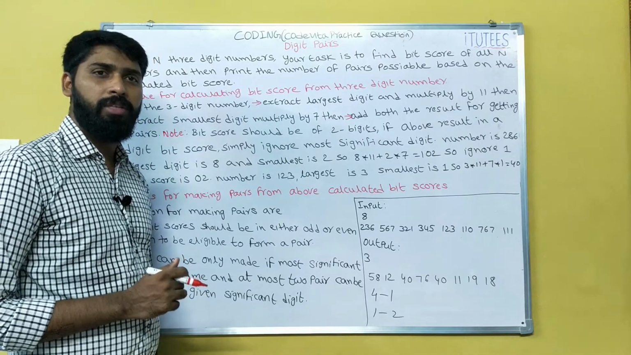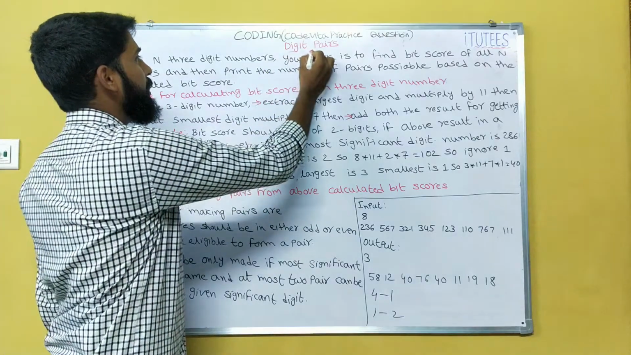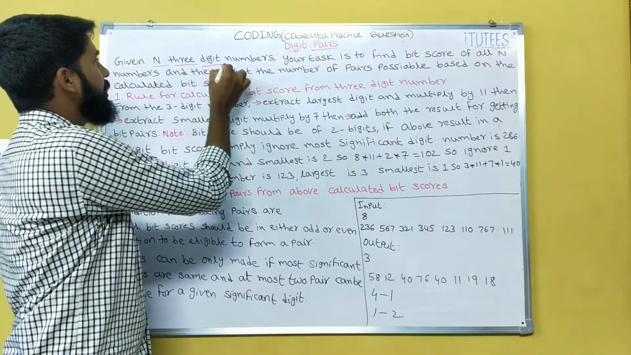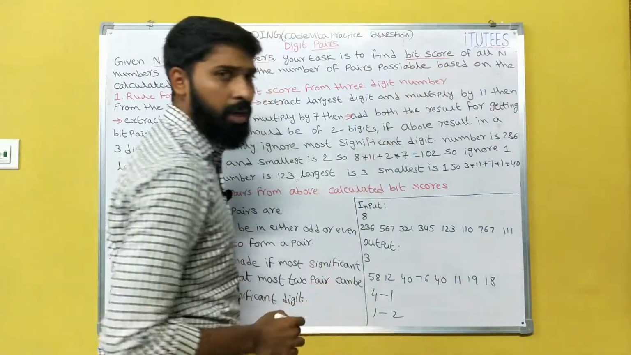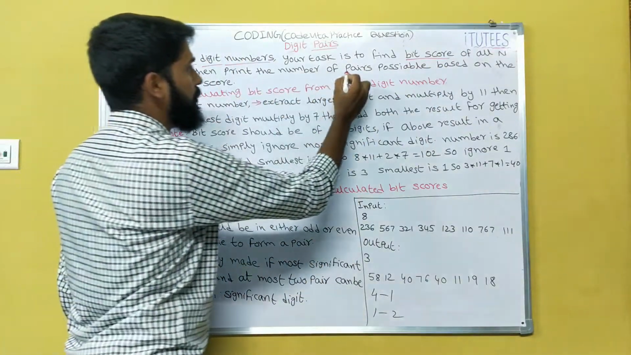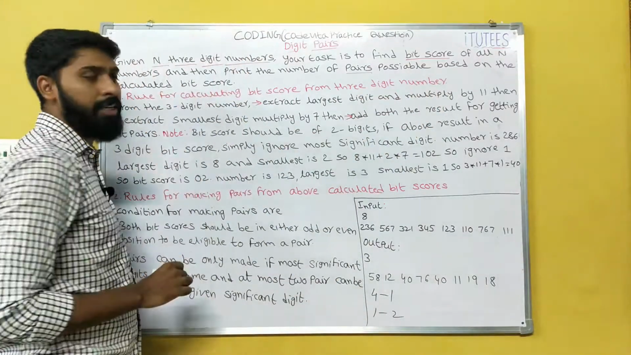So now we are going to see one CodeBeta practice question, that is digit pairs. Given n 3-digit numbers, your task is to find the bit score of all n numbers and then print the number of pairs possible, based on the calculated bit scores.